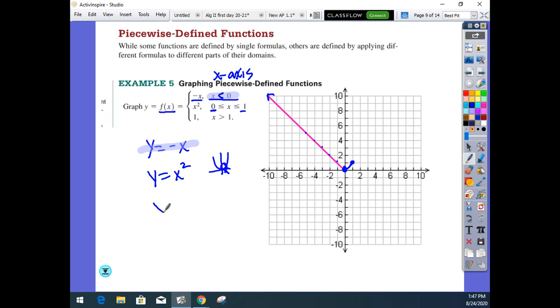And then y equals 1 is just a horizontal line where y is 1, but I'm going to use it only for values where x is 1 and greater. So I'm going to start here and go to the right, and that's your piecewise. So we had negative x for this portion, x squared for this portion, and 1 for this portion. So it's like graphing 3 separate functions, but only using a piece out of each one.